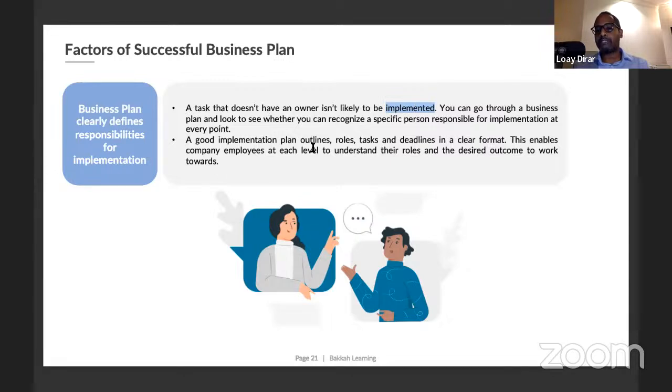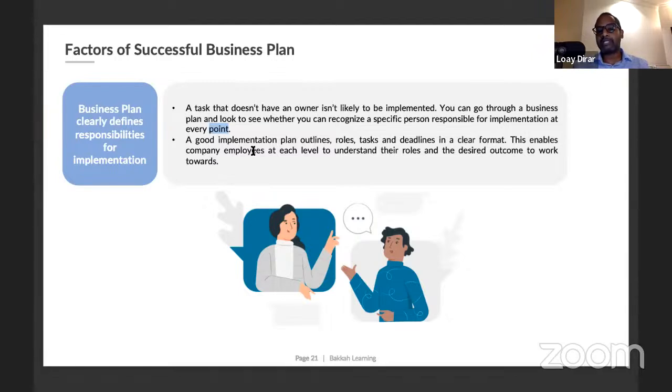You can go through a business plan and look to see whether you can recognize a specific person for implementation at every point. Sometimes the business plan is developed at strategic functions inside the organization. And after that, it's going to be handed over to those who are going to be responsible for implementing it. Definitely, in many cases, it's going to be the PMO. They might translate it into a project. And this is how modern business plans are developed in the corporate world.